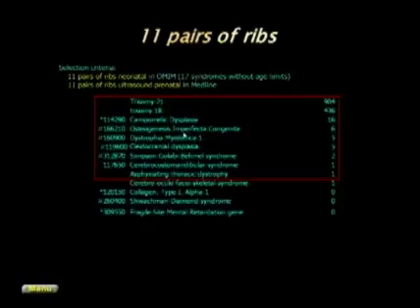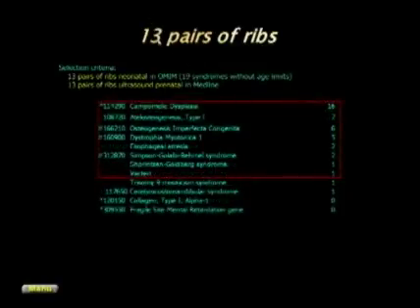Camptomelic dysplasia and several other cleidocranial dysplasia is also here. And asphyxiating thoracic dystrophy, the Jeune syndrome, is also here. Now, instead of having 11 pairs, you can also have an extra pair. This is 13 pairs of rib, and this is associated with a different set of anomaly.